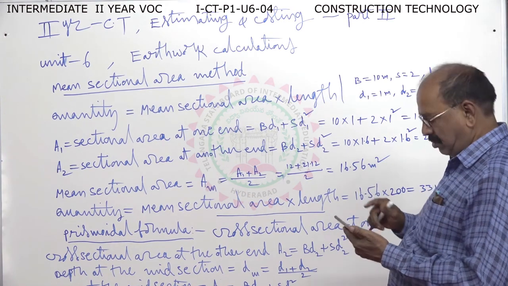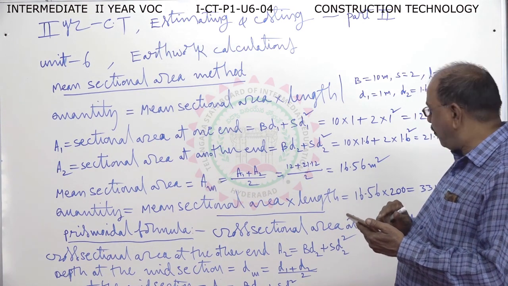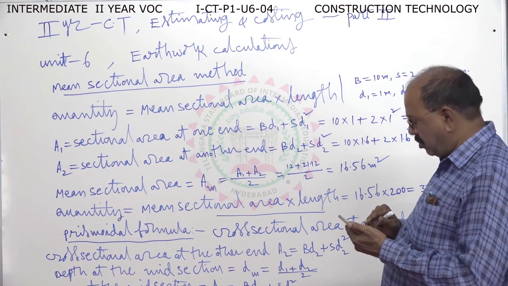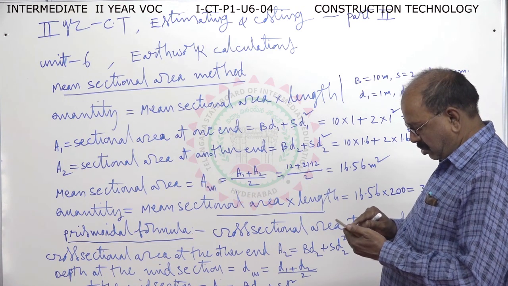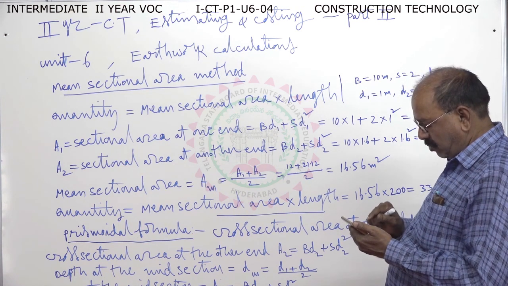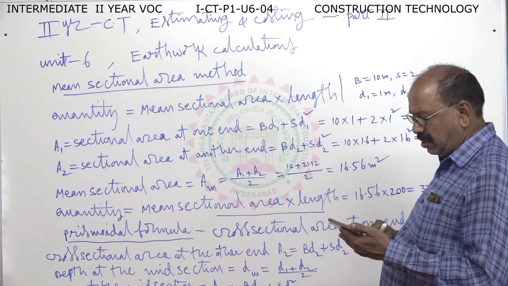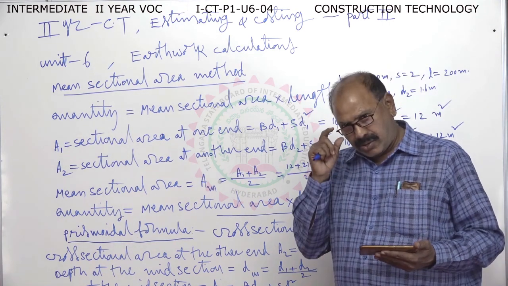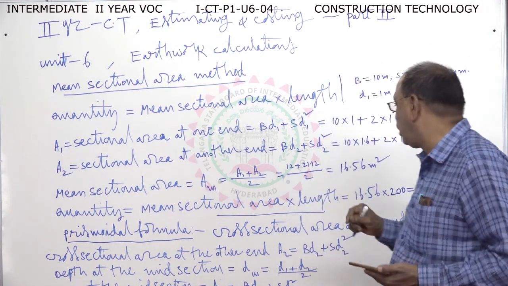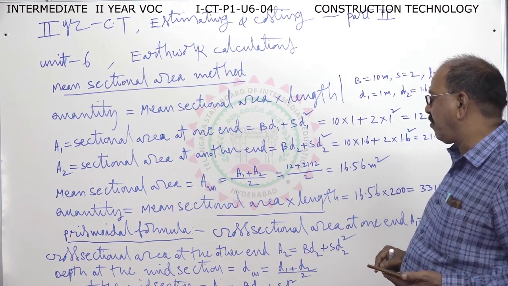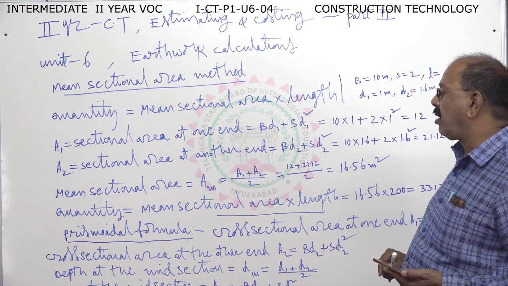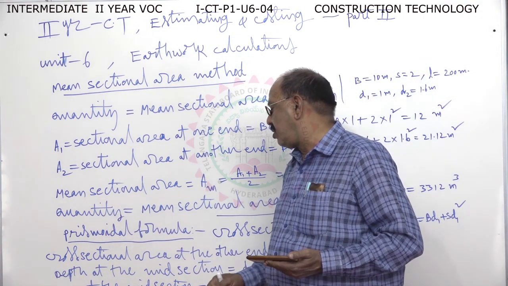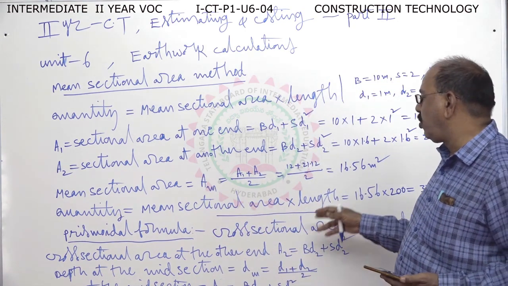That is equal to 12 plus 21.12, whole divided by 2. How much are you getting? 16.56 meter square. So the mean sectional area is how much you got? 16.56 meter square. So finally, the final formula to get the quantity of earthwork: quantity is equal to mean sectional area into length.